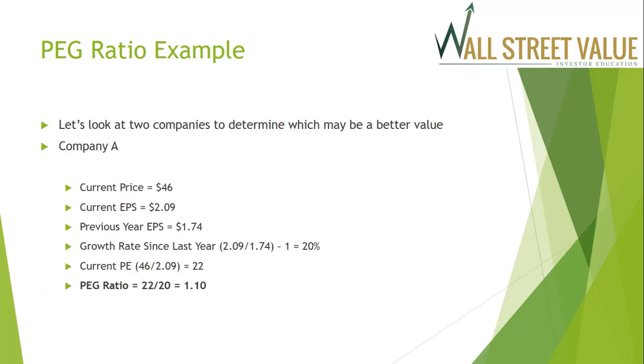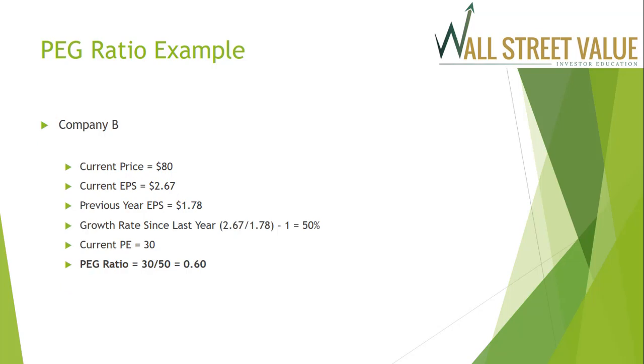Now, here's another example where you take a look at 2 different companies with different PEs. This is a way to determine which may be a better value. First, we're going to look at Company A, and they have a current price of $46 a share. The current earnings per share is $2.09. Their previous year EPS, or earnings per share, was $1.74. So 2.09 divided by 1.74 gives it a growth rate since last year of 20%. Their current PE, which is the price of the stock divided by the earnings, is 22. So 22 divided by the earnings growth rate of 20 gives us a PEG ratio of 1.1.